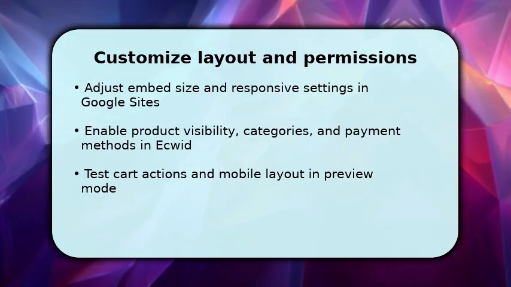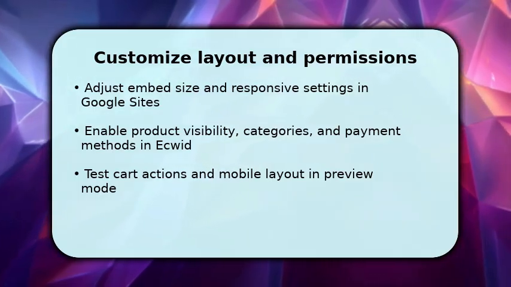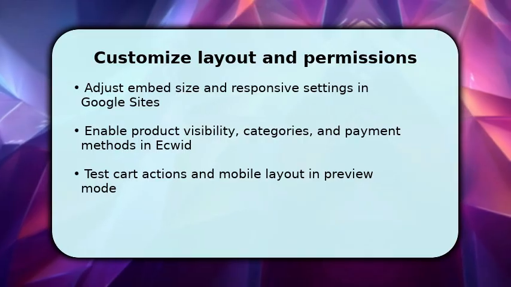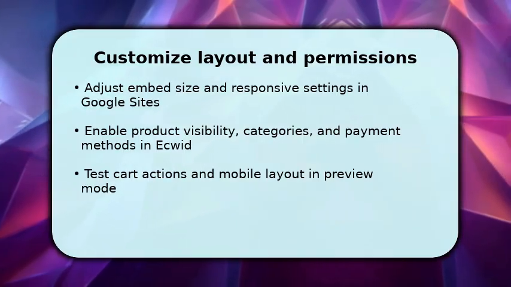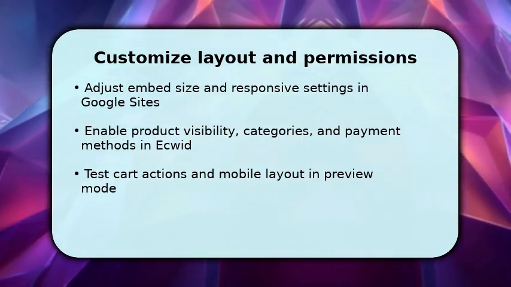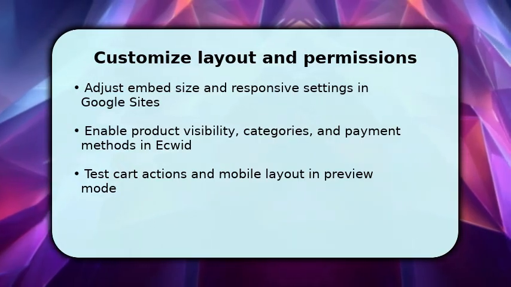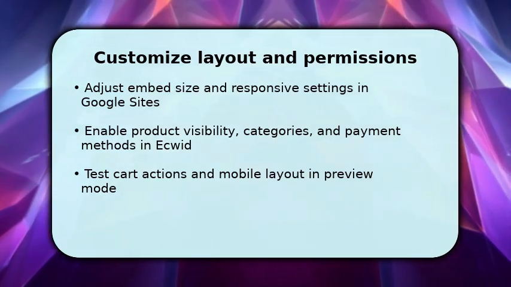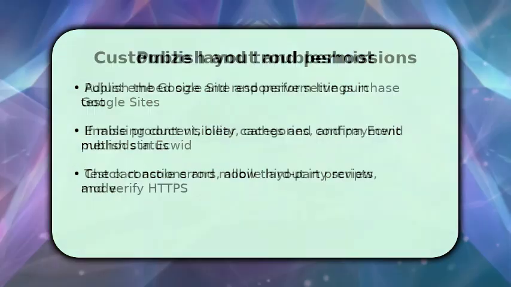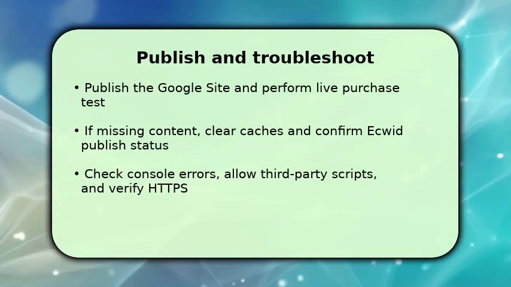Once done, preview the Google site on desktop and mobile to test Add to Cart, Cart View, and Checkout. Make incremental adjustments to height and alignment so nothing is clipped. Publish the Google site and run a live purchase test as your final step. Verify checkout, email receipts, and order appearance in Ecwid.